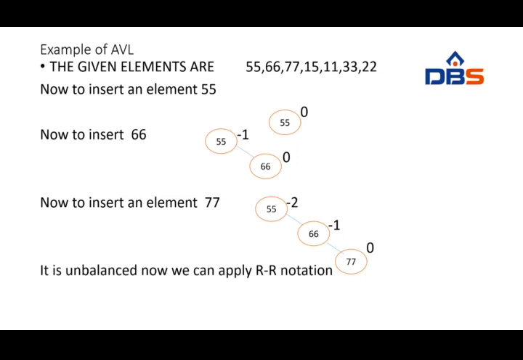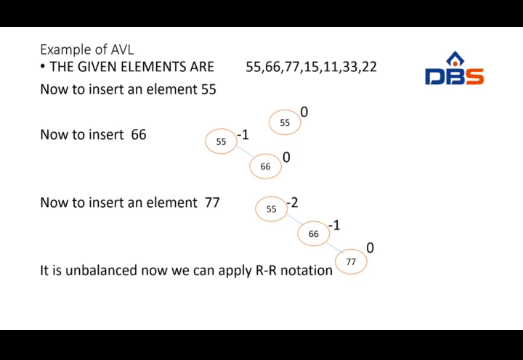Then go to 55. There is no left child, but on the right there are two children, that is two levels, 66 and 77. That is 0 minus 2, so the balance factor of 55 is minus 2. See, the insertion was always done on the right side, so we can go for RR rotation.